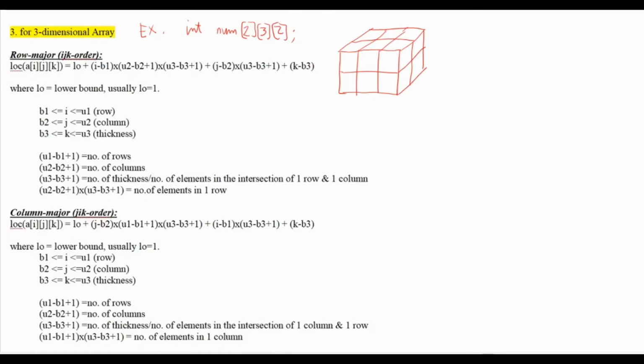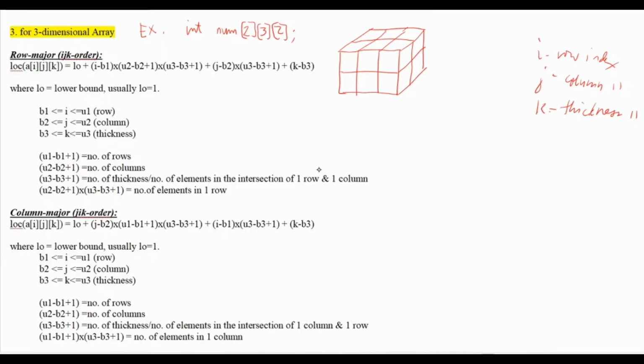This time we're going to discuss three-dimensional array and its addressing function. For three-dimensional array, there are three indices involved now. i is the index for row, j the index for the column, and k the thickness index. So look at our example here.